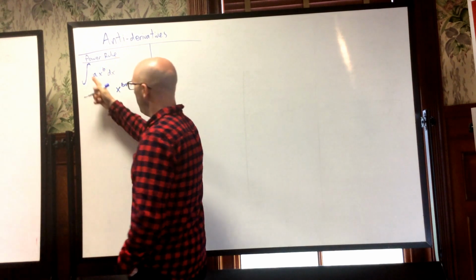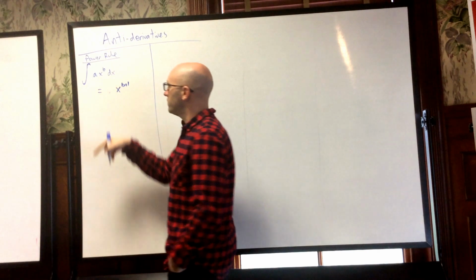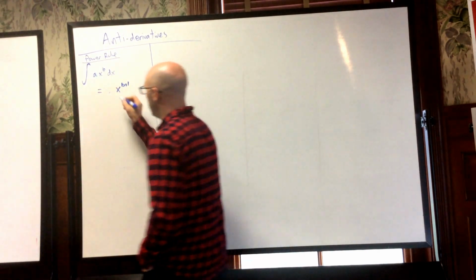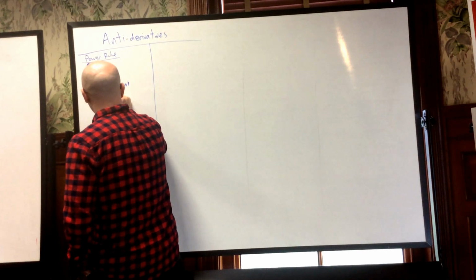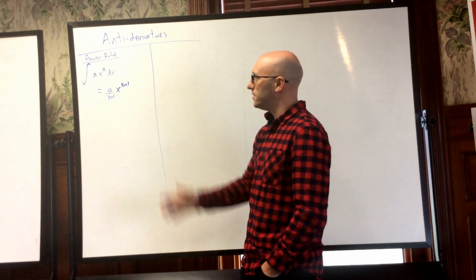The tough part is what happens to our coefficient? It's divided by B plus 1. Divided by B plus 1. And that is all there is to it. That was the only goal for the day, is to get at the power rule.